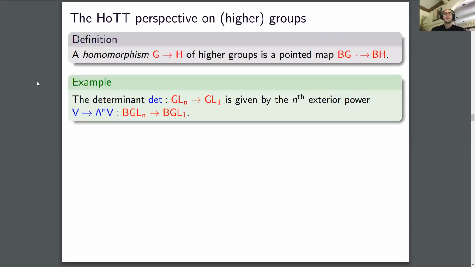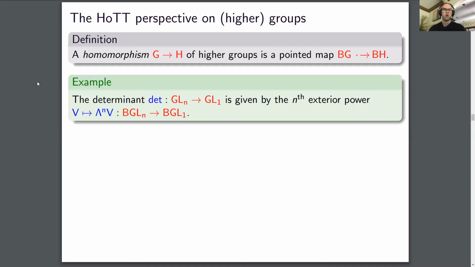So a homomorphism of higher groups is just represented by a pointed map between the deloopings. And here you start to see the simplification coming in. So we don't have to check anything. We have to give an extra data, which is the pointing. So an example of how this works is the determinant.